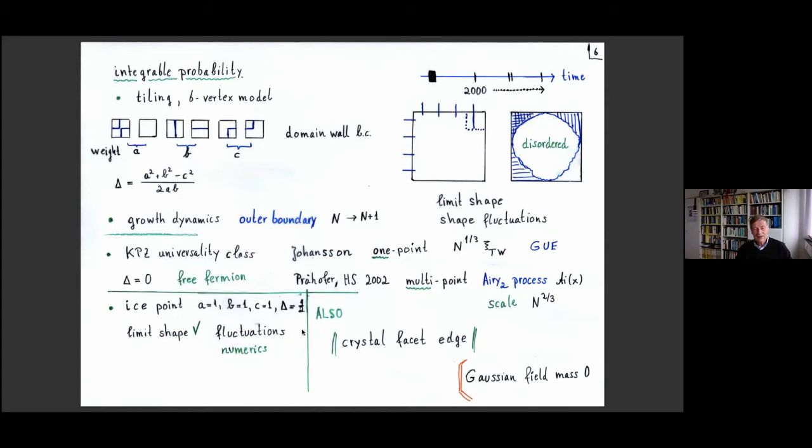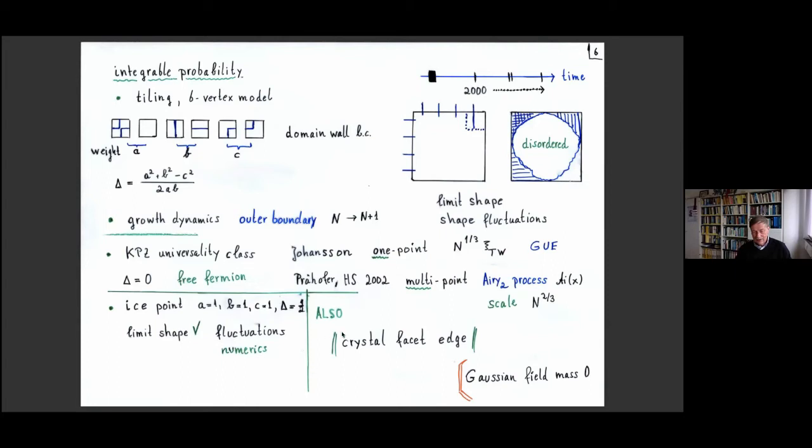And so the delta is 1/2. So we are away from the free fermions. Now, the limit shape is something which people like, can be proved, but the fluctuations, I guess, will be KPZ, but at the moment we can just point at the numerics, which I will show you in a second.